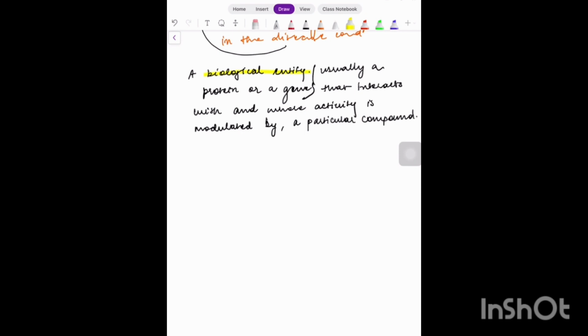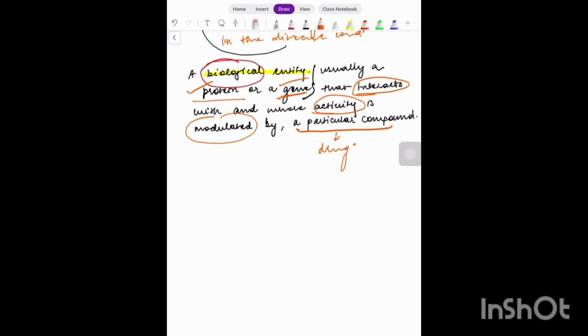It means it has to do with our body. It has to do with the human body. It can be a protein, it can be a gene. Certain times we have come across drugs which actually alter the genes, or by altering the genes, they treat a genetic disease. And sometimes they alter the proteins. It can be your enzymes, it can be the other biological protein targets in a body which actually interact, and where the activity is modulated by a particular compound. Now this particular compound they are talking about is the drug.